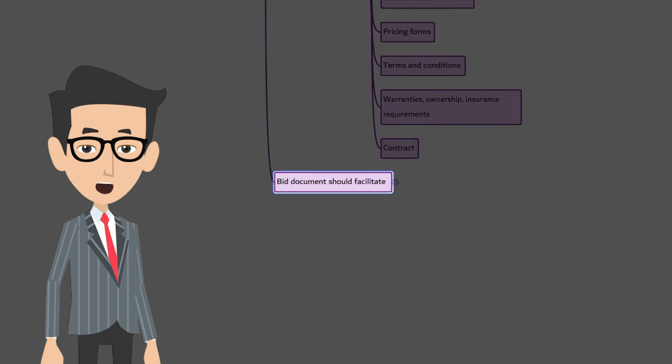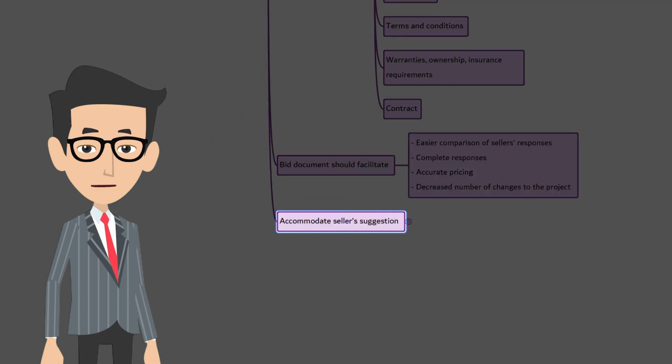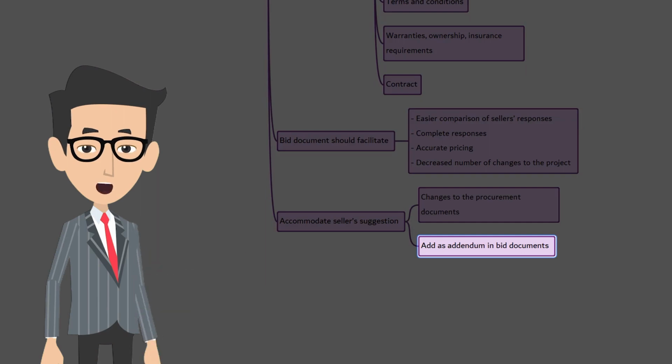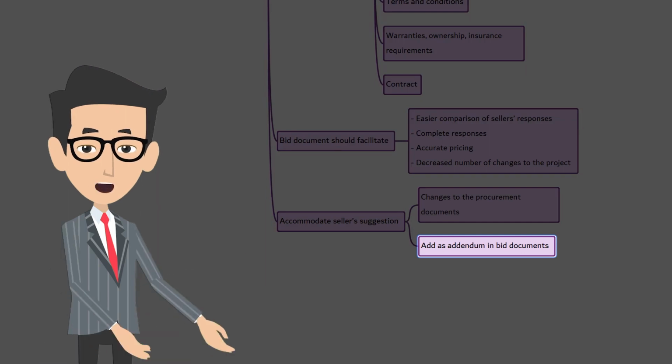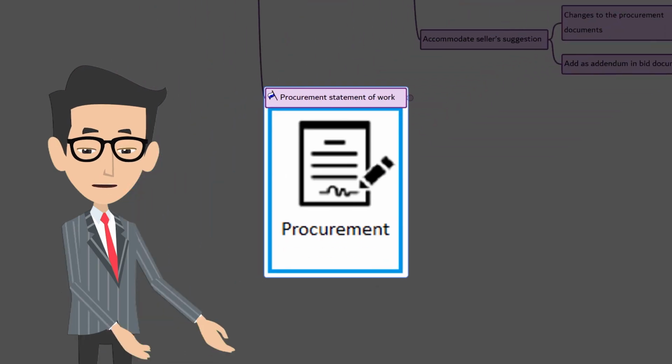A well-designed bid document should facilitate easier comparison of sellers' responses, complete responses, accurate pricing, and a decreased number of changes to the project. It should also be able to accommodate sellers' suggestions, such as sellers may suggest changes to the procurement documents, including the procurement statement of work and the project management requirements included in the documents, before the contract is signed. When approved, these changes are issued by the buyer as addenda to the bidder's documents and will ultimately become part of the final contract.